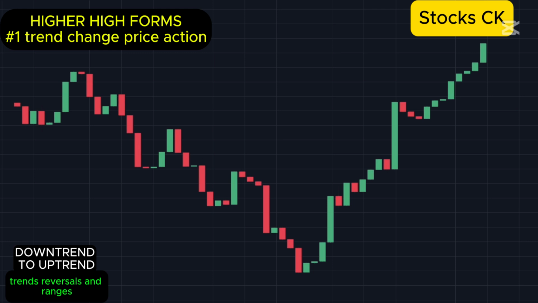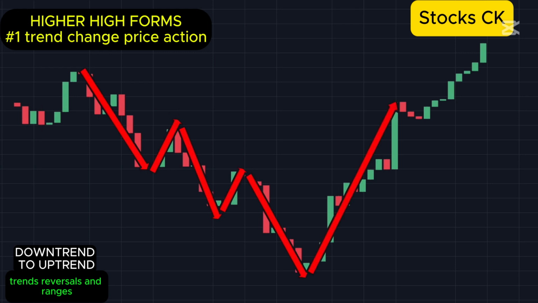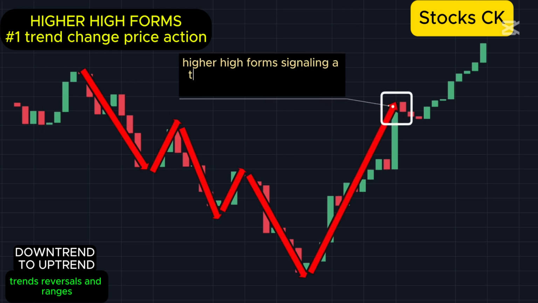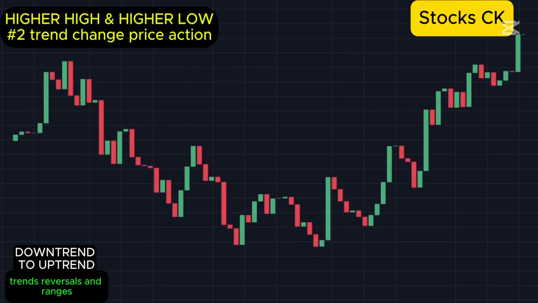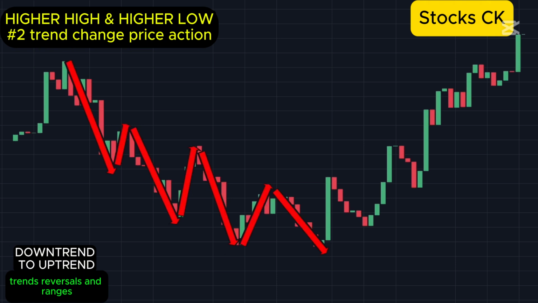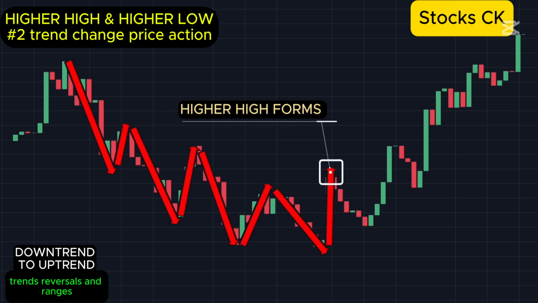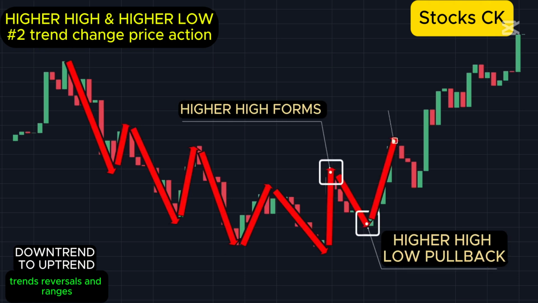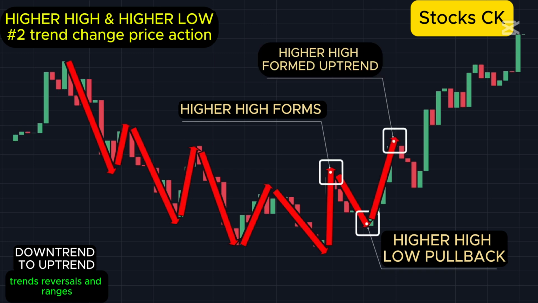So now, how do you identify a trend change from a downtrend to an uptrend? Type 1. You have your moving downtrend through the lower highs and lower lows before a higher high forms, signaling a trend change from a downtrend to an uptrend. Type 2. You have your moving downtrend through lower highs and lower lows before you have a higher high form, followed by a higher low pullback before the full trend change, breakout and higher high.